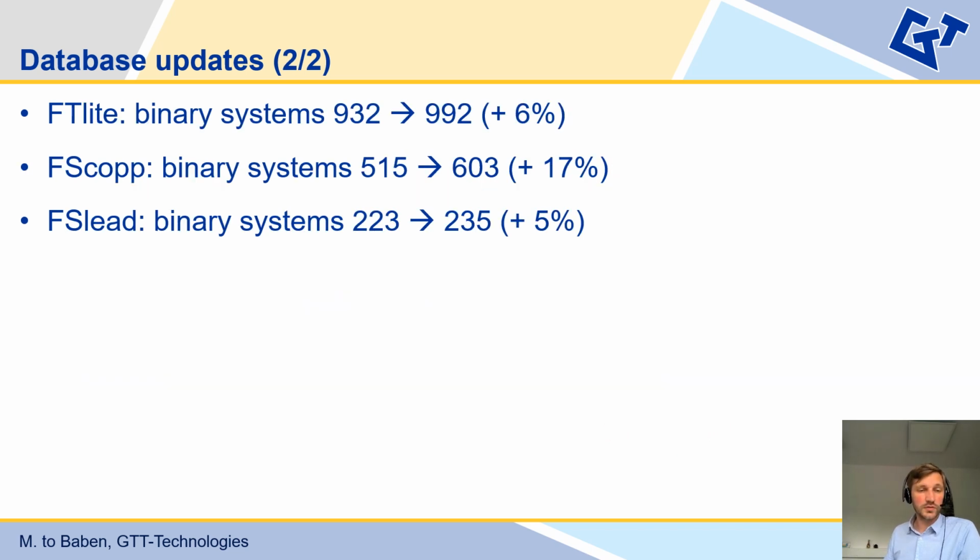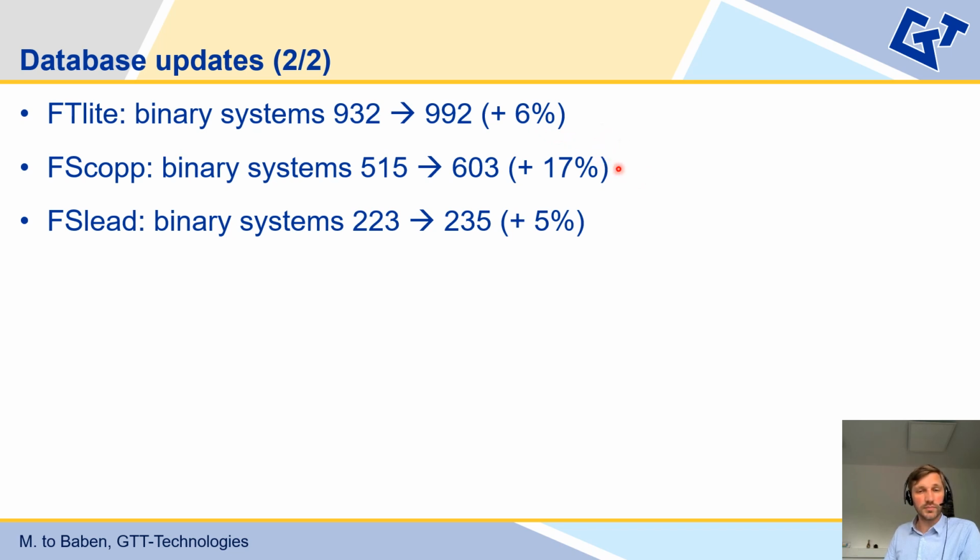The FTlite, FScopp, and FSlead databases are all developed by the group around Patrice Chartrand at CRCT, Polytechnique Montréal. They have all seen a rather extensive update of the systems that are covered. You see that the FTlite database now covers nearly 1,000 binary systems, so a growth of 60 binary systems, or 6%, which is quite substantial.